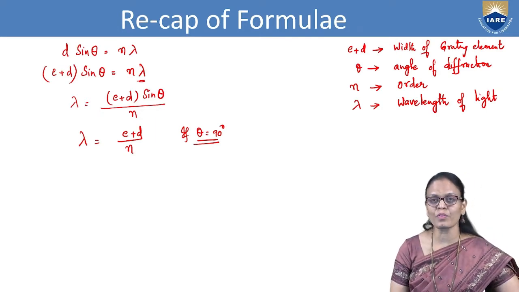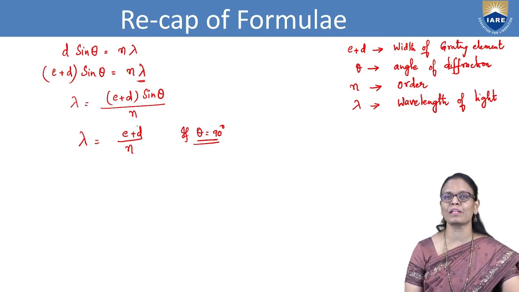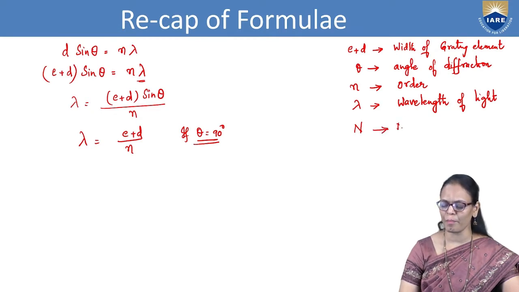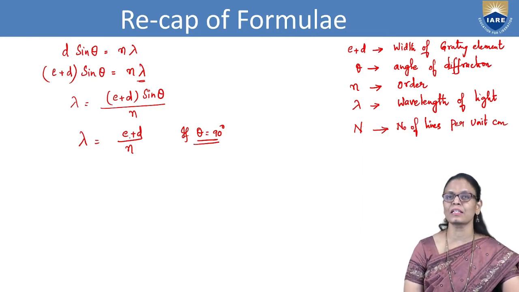Now, one more thing we need to understand here is, in all numericals, the width of the element may not be given. We need to calculate the width of the element. They may give us capital N, which represents the number of lines per unit centimeter or per inch. So capital N gives the number of lines. Once you know the number of lines, how do you calculate E plus D? So now let us see.